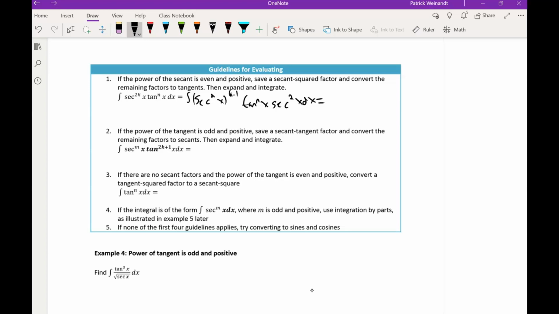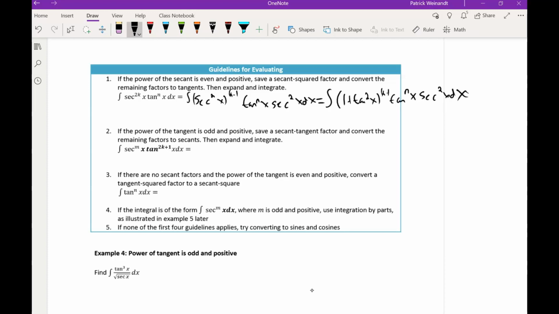So the secant squared x to the k minus 1, we're going to convert that to tangent using a Pythagorean identity. That's going to be the same as the integral of 1 plus tangent squared x to the k minus 1 times tangent to the n of x secant squared x dx. Once you get it there, you should be able to integrate it, basically distribute, and then get everything so you have a u du, or a tangent times a secant squared thing.